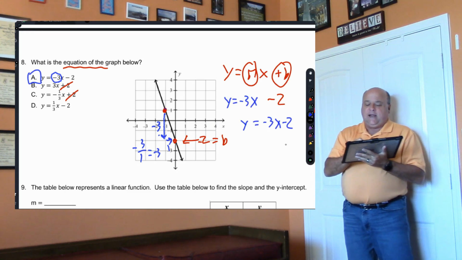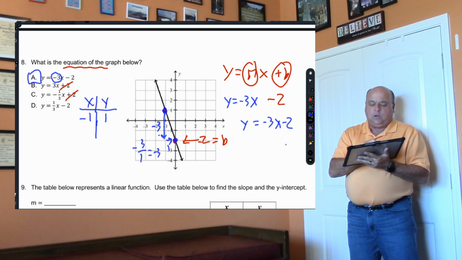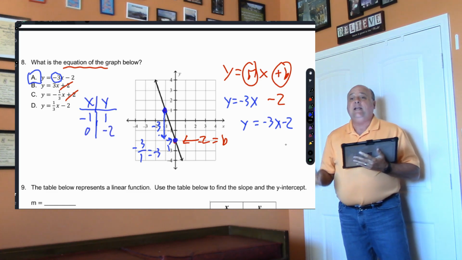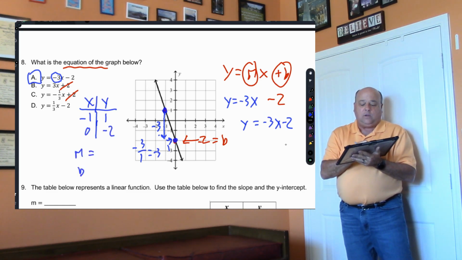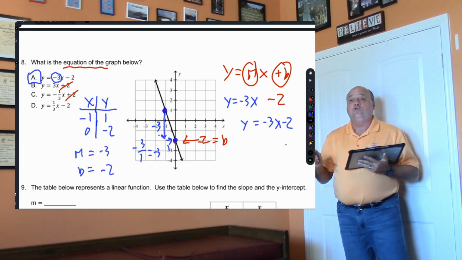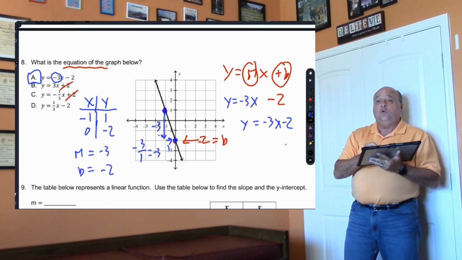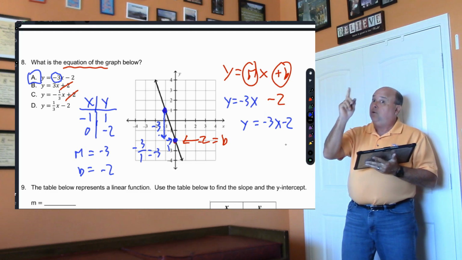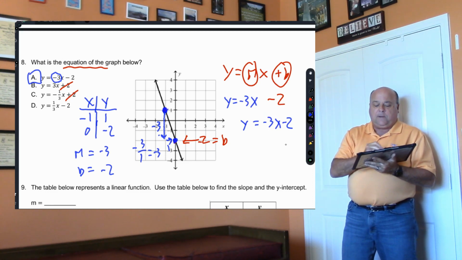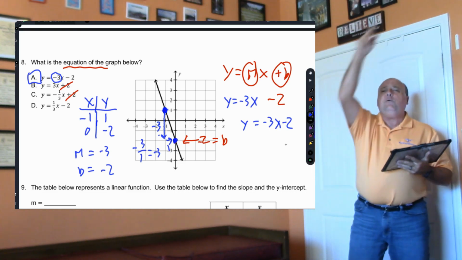The other way to do that, this ordered pair right here is -1, 1. And this ordered pair is 0, -2. You would put that into a spreadsheet and get the M equal and the B equal. The M would be -3, the B would be equal to -2. So make sure you can do this both ways. The shortcut is just to do it with the graph. The long way, you're going to get the 2 ordered pairs, put it into a T-chart, run a linear regression.